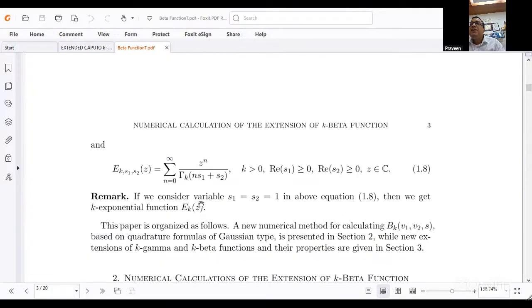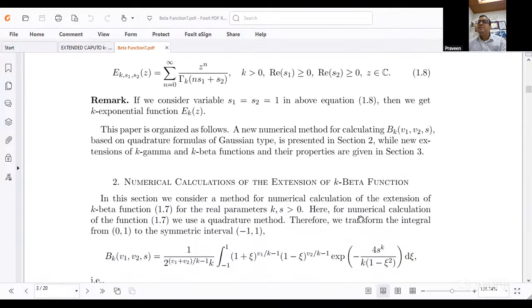And E of k S1 S2, which is defined by the sum n equal to 0 to infinity of z raised to power n upon gamma k of n S1 plus S2, where k is greater than 0, real part of S1 is greater than or equal to 0, and real part of S2 is greater than or equal to 0, z belongs to C, which is given by equation number 1.8. Here I remark that if we consider the variables S1, S2 equal to 1 in the above equation, then we get the k exponential function E k z.